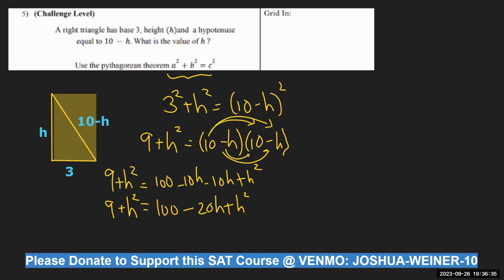And then notice that we have a common term on the left and right. We can subtract h squared from both sides, so I'll just eliminate it. We can also subtract 100 from both sides. So we have negative 91 equals negative 20h. And then dividing by negative 20, the computer should accept 91 upon 20.